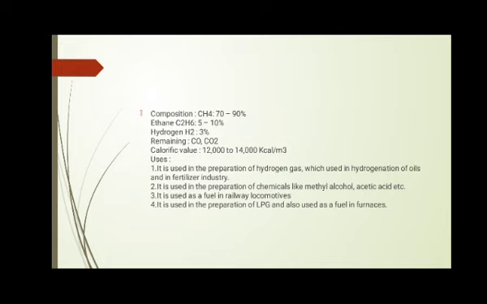Uses of dry natural gas. It is used in the preparation of hydrogen gas, which is used in hydrogenation of oils and the fertilizer industry. It is used in the preparation of chemicals like methyl alcohol, acetic acid, etc. It is used as a fuel in railway locomotives. It is used in the preparation of LPG and also as a fuel in furnaces.